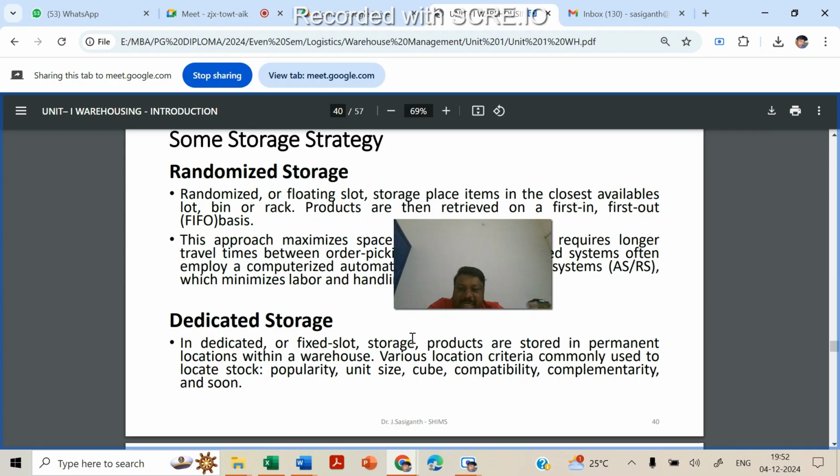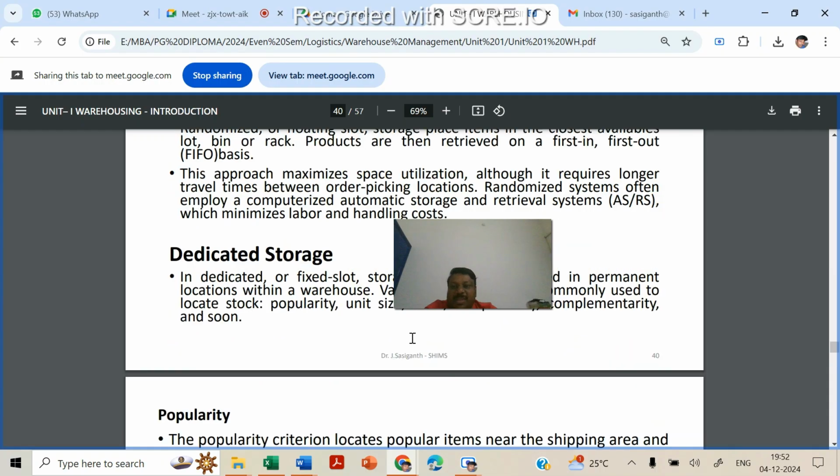In dedicated storage, you go for a fixed slot: these many racks are for me, to store my products. So with a fixed slot, products are stored in a permanent location within a warehouse. Various location criteria are commonly used to locate stock, like popularity, unit size, cube, compatibility, complementarity, and even more.